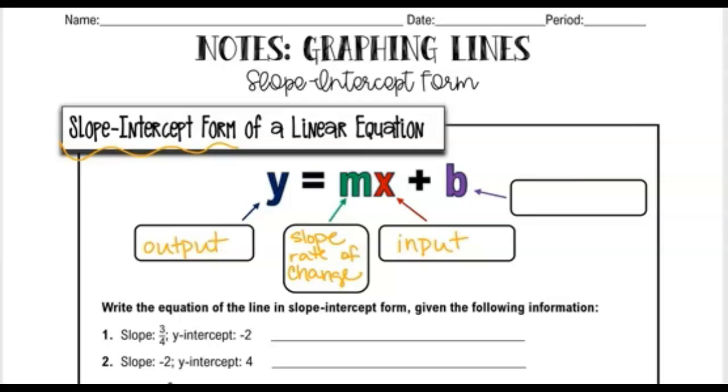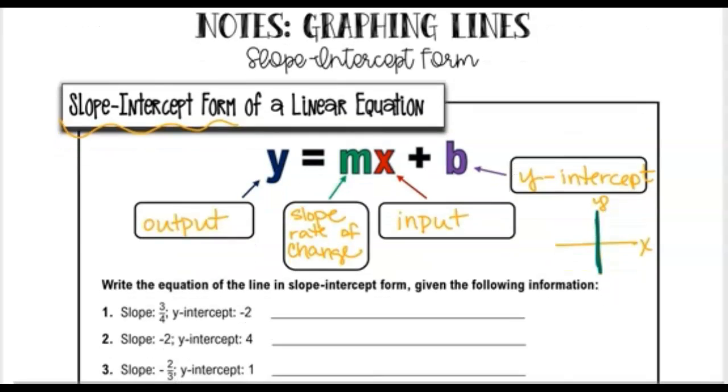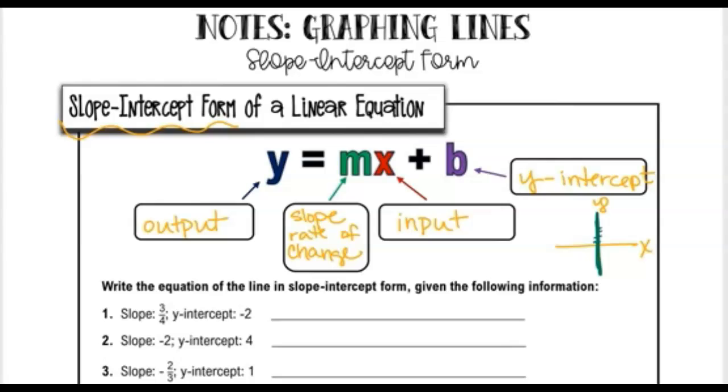Now your b value might be something new for you if you've never seen this formula before, but that is the y-intercept. You might recall on a coordinate plane, this is your x-axis and this is your y-axis. So what do you think a y-intercept is? It's where it crosses your y-axis. And it's just a number line. Positive numbers go up, the negative numbers go down.